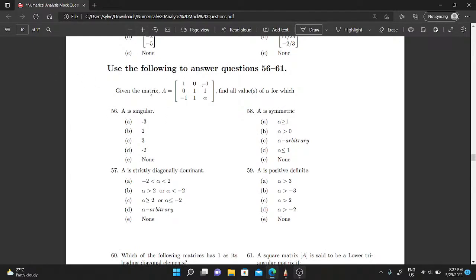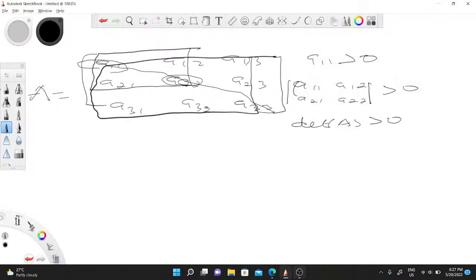Now, given the matrix A equals 1, 0, this matrix, find all values of alpha for which... Okay, so let me write the matrix.